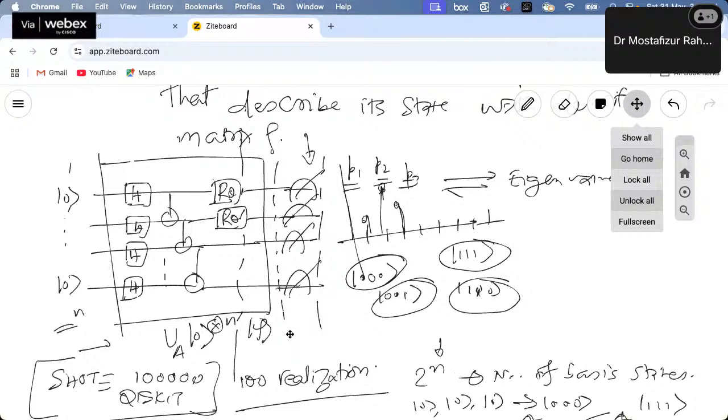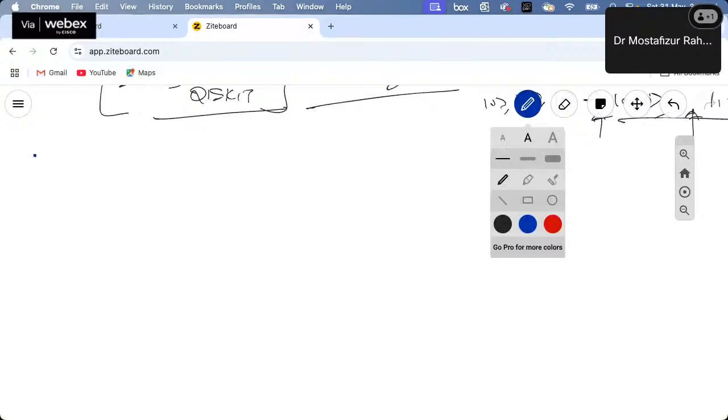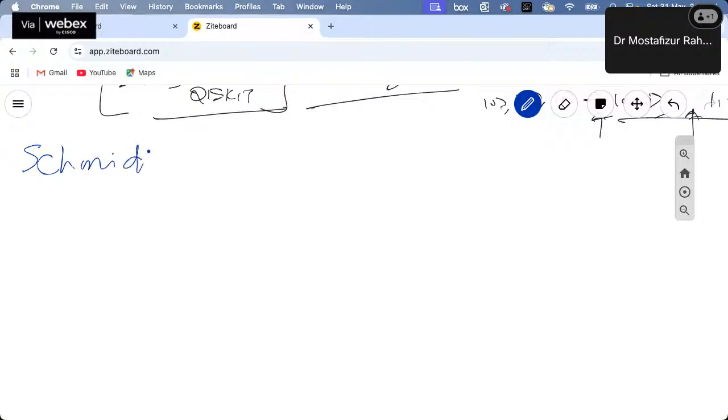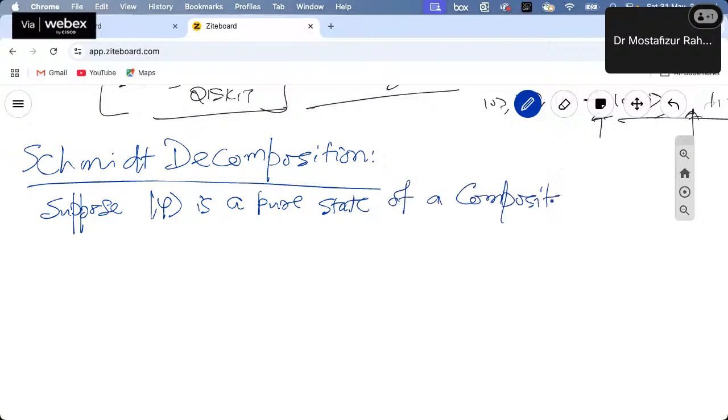and let me write that particular decomposition, called the Schmidt decomposition for a general system. And the theorem is something like this. Suppose ket psi is a pure state, there is no uncertainty, of a composite quantum system AB.